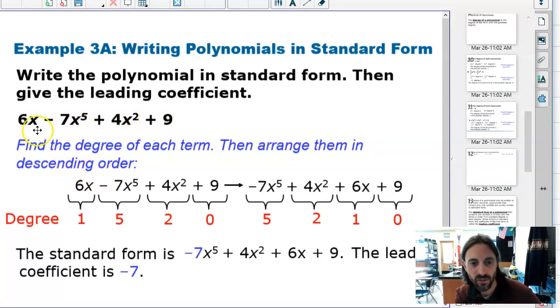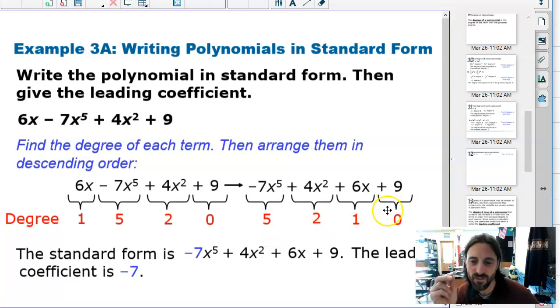Now, I'm actually looking at each monomial and I'm determining the degree. All right, first, fifth, second, 0. Now I write them in order, highest degree first. So you'll notice the negative 7x to the fifth goes first, followed by the 4x squared, the 6x, and then the 9. So I've gone in degrees 5, 2, 1, 0, putting them in order from highest to lowest.